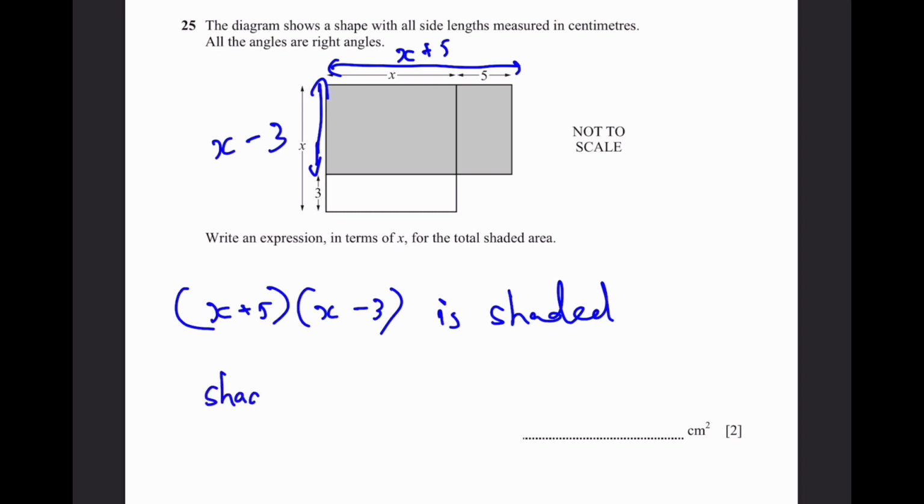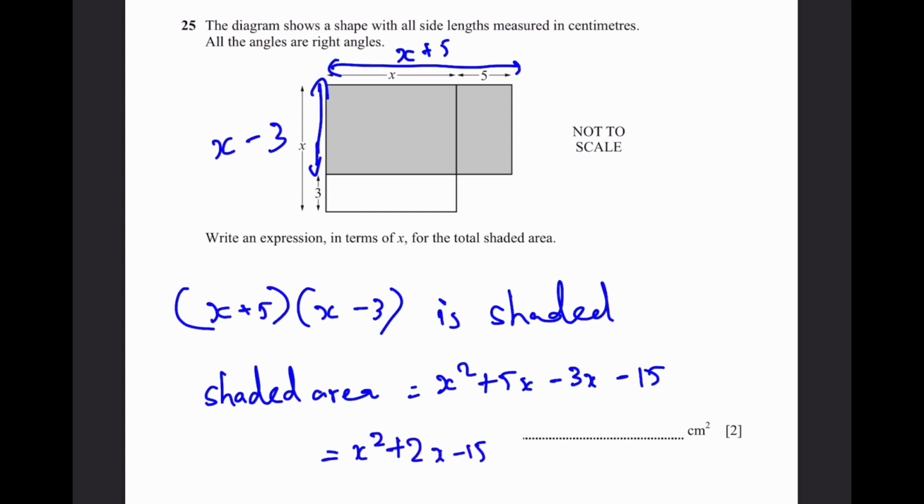That means shaded area equals, we can expand the brackets to make it x squared plus 5x minus 3x minus 15. That's equal to x squared plus 2x minus 15 in centimeters squared. That's the answer.